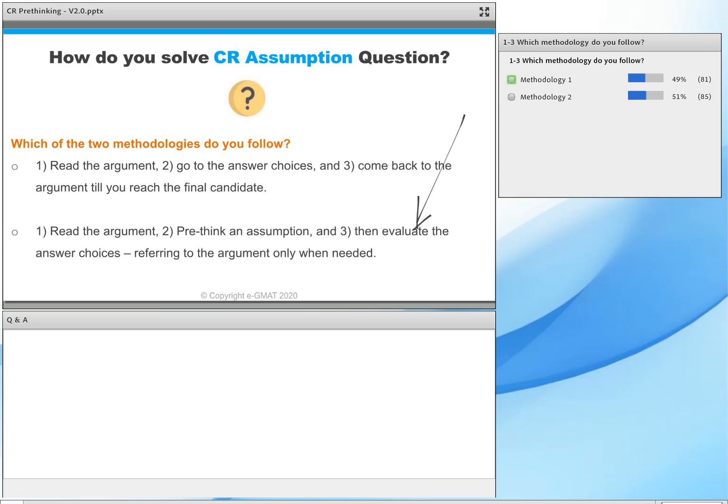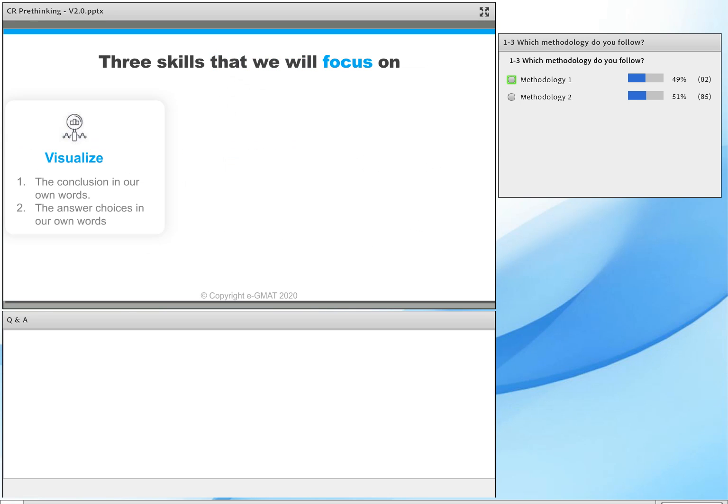If you are someone who's already doing methodology 2, I want you to become a more skilled pre-thinker. I want you to do it faster. I want you to recognize what's important to be able to become a skilled pre-thinker. If you are someone who's over here, I want to make sure that you understand why and how pre-thinking can help you, and what are the next steps. Okay. Now, pre-thinking is not all-encompassing.